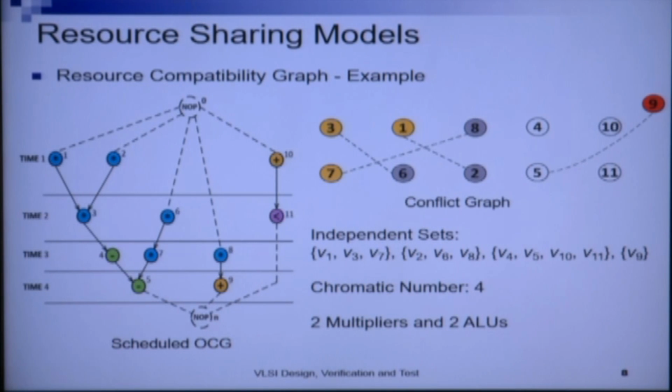Now what are the independent sets in this conflict graph? 3, 7 and 1 is an independent set. They do not share an edge between them. 2, 6 and 8 is another independent set, they do not share an edge between them. 4, 10, 5 and 11 is another independent set, and V9 forms another independent set. It is important to note here that the cliques in the compatibility graph are now independent sets in the conflict graph. The chromatic number here, same as the clique cover number in the compatibility graph, is 4, and therefore, we again require 2 multipliers and 2 ALUs. Allocation and binding will again be the same.